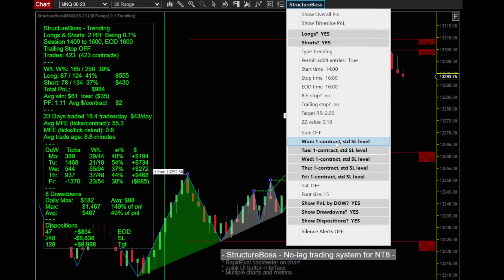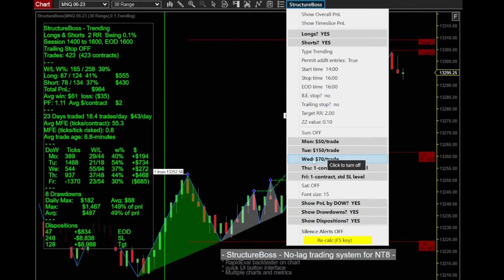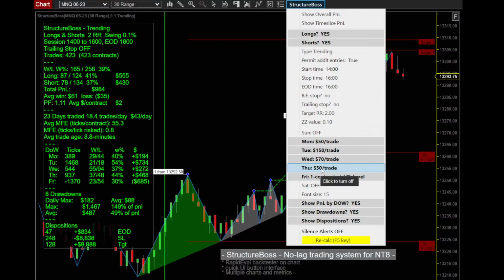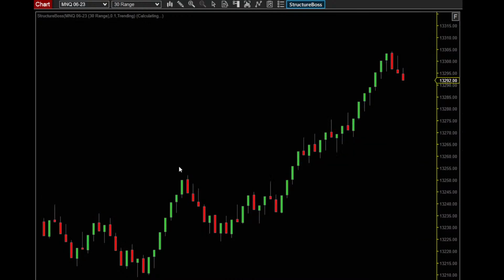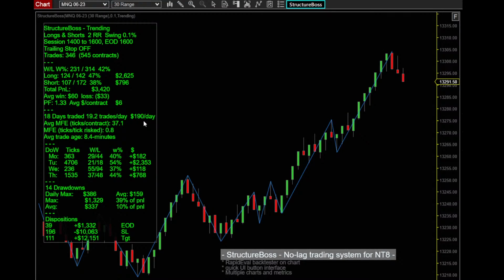Let's go ahead and change. I want to increase Monday to like 50. Tuesday's a good looking day. I want to increase my weighting there, and let's go with $100. Let's go 70 on Wednesday. Thursdays are looking pretty good, so I want to do at least 100 on Thursday. Fridays, I'm just going to turn them off because they're just not looking very good. And let's recalc, 43 bucks a day. And now we're going to have a $190 a day.